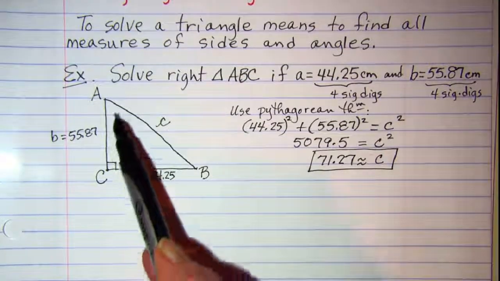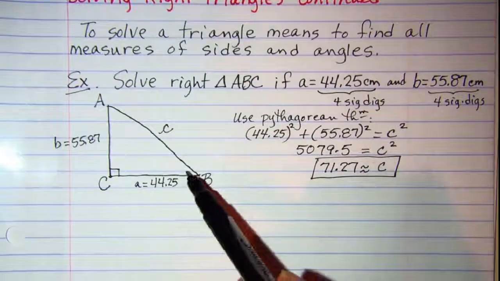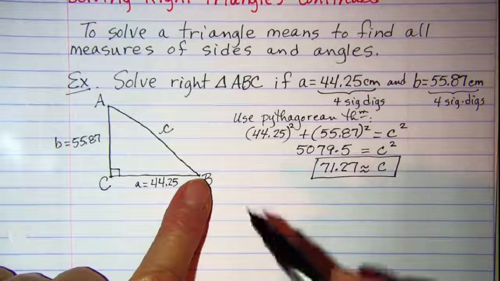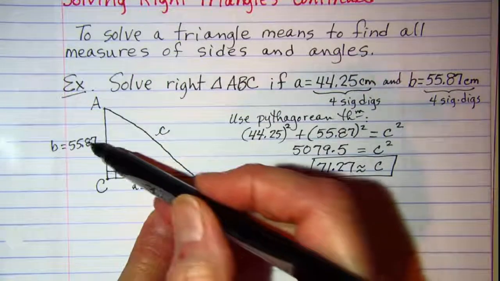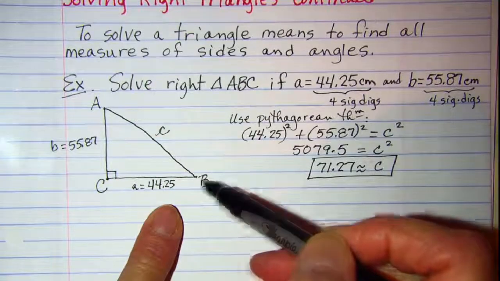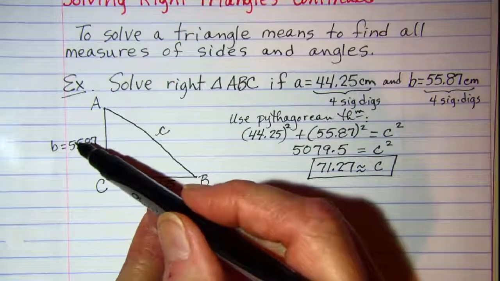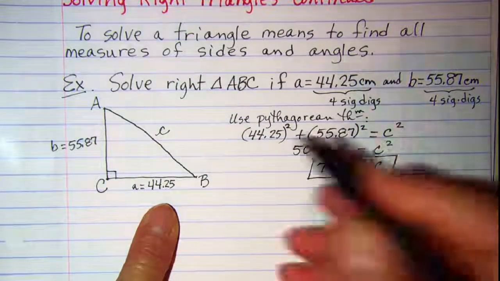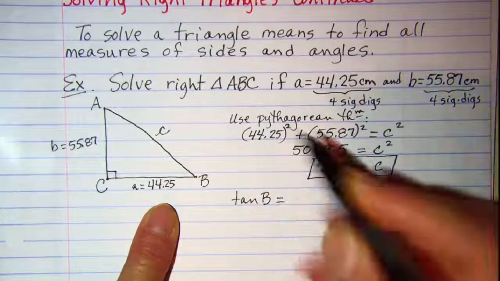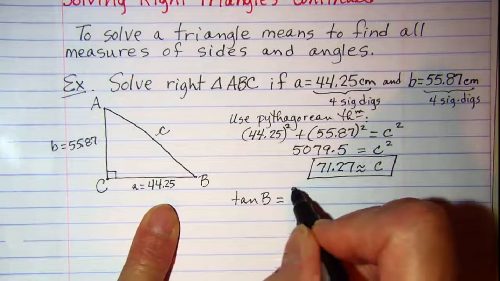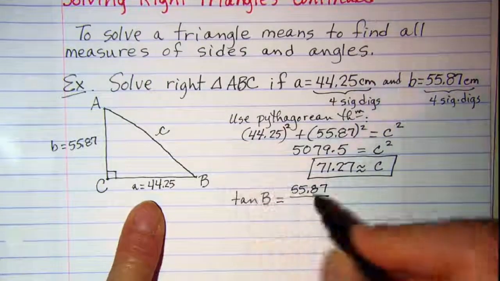Alright, now I need to find angle A and angle B. Let's just find angle B, using the two sides that I already know. Side B is opposite angle B, and side A is adjacent to angle B. So the trig function that uses opposite and adjacent is tangent. So I can say that the tangent of angle B is equal to the opposite side divided by the adjacent side.